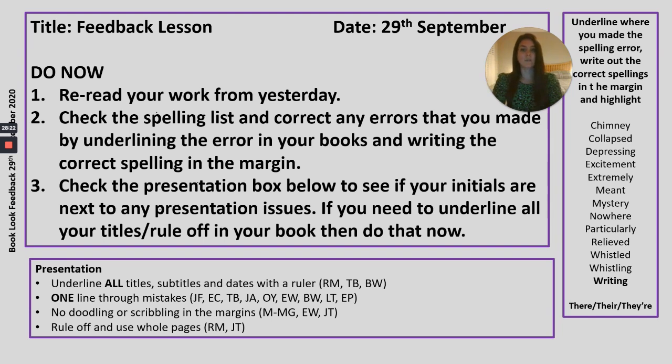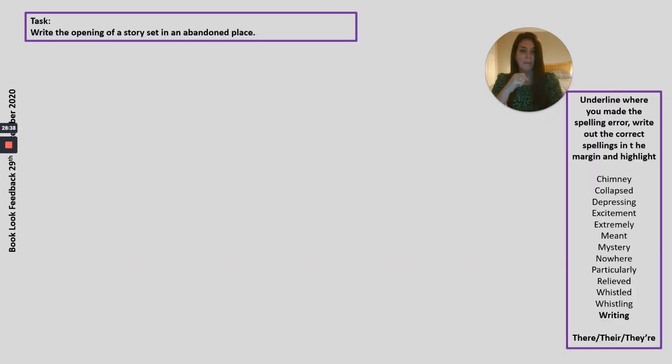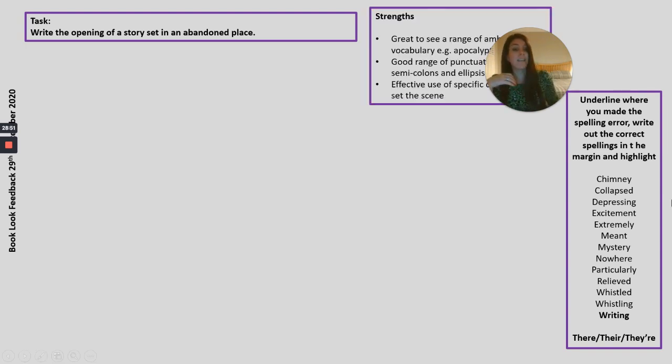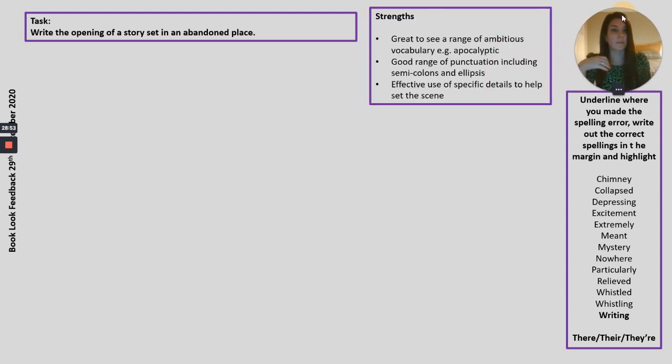I will take the register, etc., and then we will move on to the next part of the lesson, which is me giving feedback. And at the moment, students don't have anything stuck in their books. I want them to listen to me giving the feedback and not be distracted by the sheet in their book. I just want them to engage with me. So the task that they were doing was to write the opening of a story set in an abandoned place, and I've included that just because it's helpful for me when I look at the feedback. And I save these sheets so it's useful for when I'm reusing them.